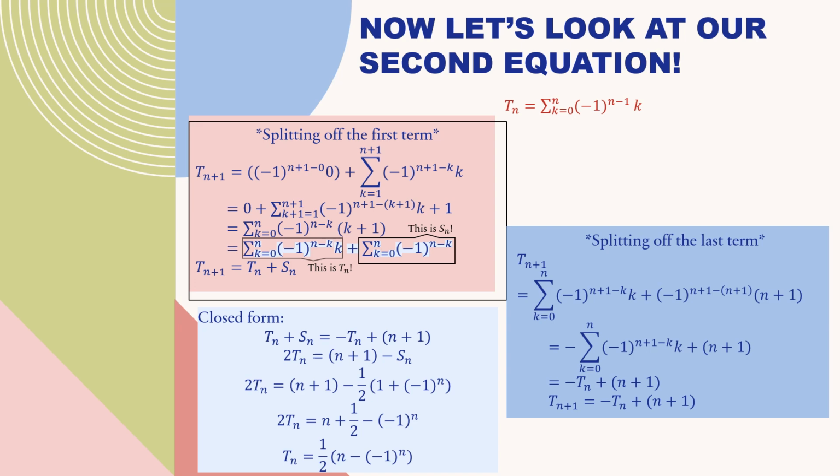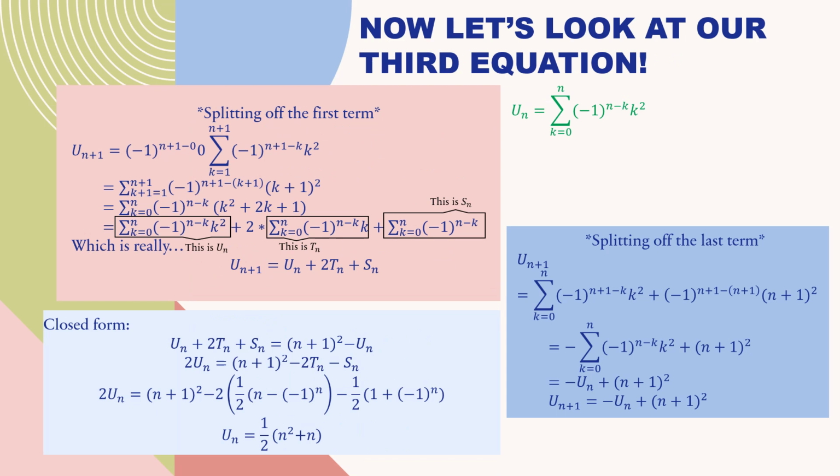Now for our third equation. Here's our third equation up here. Again, we have the splitting off the first term, splitting off the last term, and then the closed form down here. So first term up here, we did all of that. Now I'm noticing I don't really need to include the 0 here just for clarification. So as we get lower here, this is u sub n, this is that. We get t sub n, we also get s sub n. So we are definitely on the right track, thank goodness.